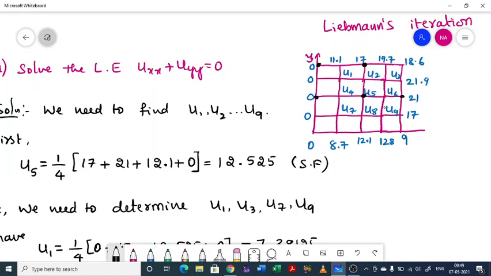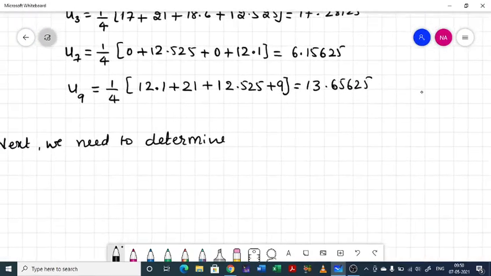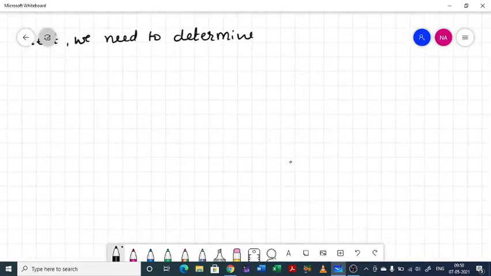Suppose you need to determine U2, then it will be 1 by 4 times of 17 plus U3, that is 17.28125, plus U5, that is 12.525, plus U1, it is 7.38125. So that will give you U2. Similarly, you need to determine U4, U6 and U8. I'll write the values here. You can check these values later.